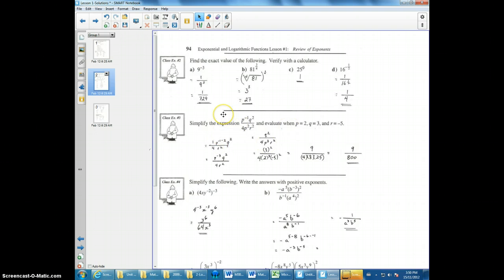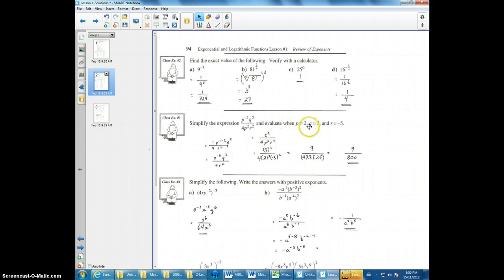Okay, say we have to simplify p to the negative 1 q squared over 4p squared r squared, where p is 2, q is 3, and r is negative 5. Simply here, first off, I would rearrange this to make it simpler. I have p to the negative 1 divided by p squared. Well, that's going to be negative 1 minus 2, which gives me negative 3. I don't see q's anywhere, and I don't see r's anywhere, so I leave them as they are. But p to the negative 3 has a negative exponent, so I'm going to bring it across the fraction line and make it a positive 3.